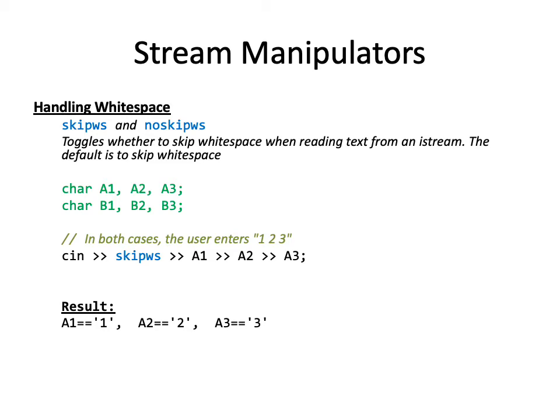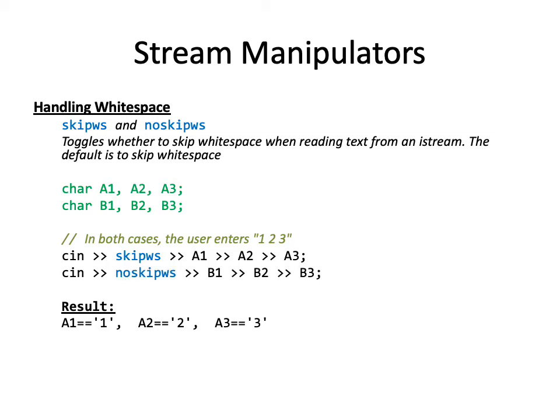That's the default behavior. What's happening is whenever you read from an input stream, by default it's going to skip the white space in between the characters. So when the user enters 1 space 2 space 3, it's skipping over the spaces and just looking at the words. And here it's just inputting a character, not even a string. So it's just a character.